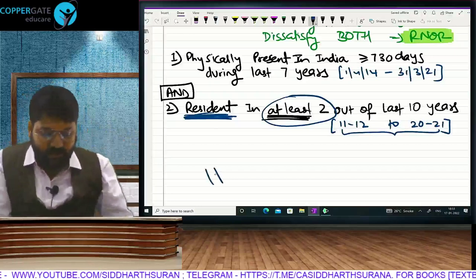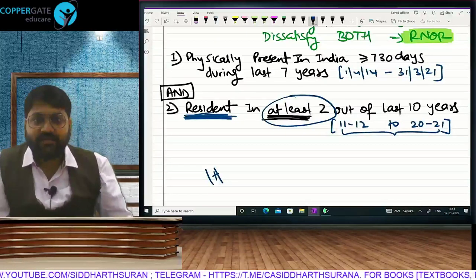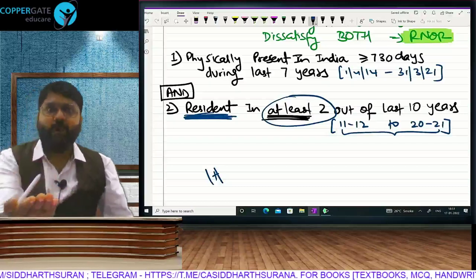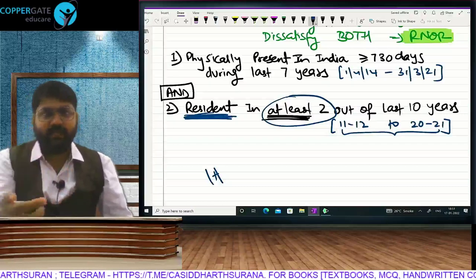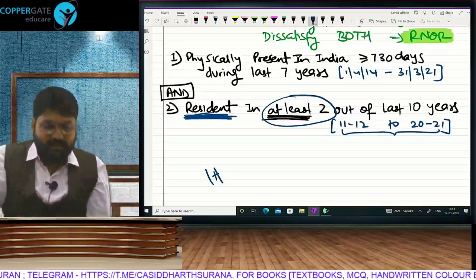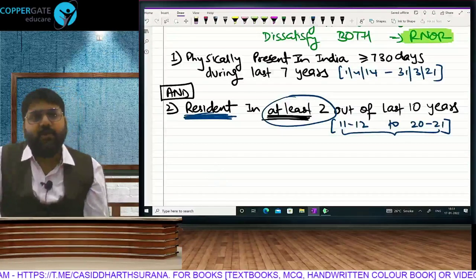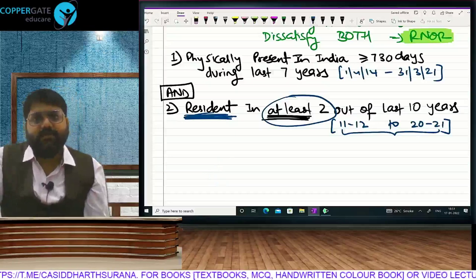That means, can I say one more year? Out of last 10 years? That means 2 years resident. It can be more. We need minimum 2. Can it be more? Yes. Then this condition is fulfilled and the assessee will become resident and ordinarily resident.